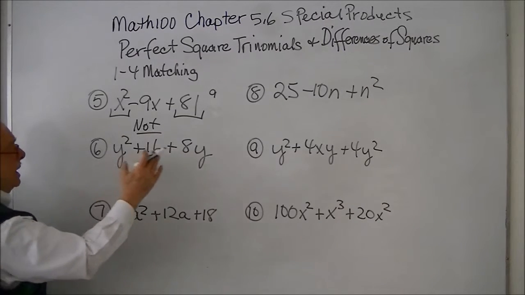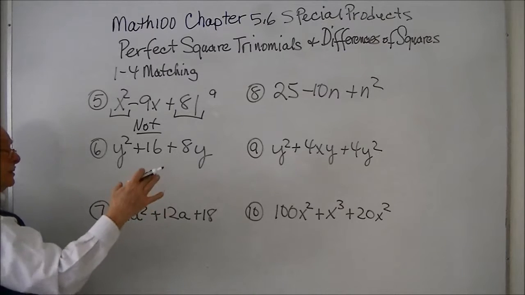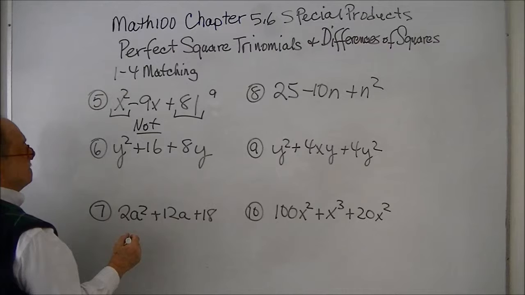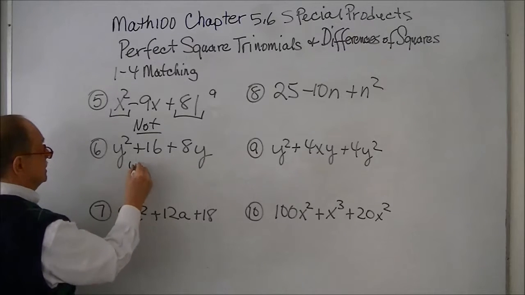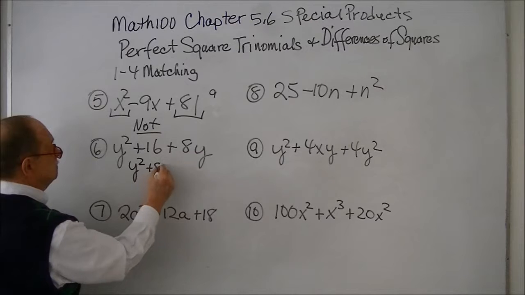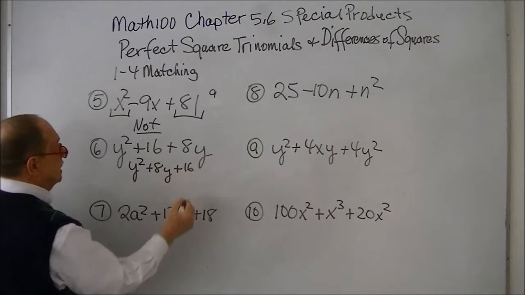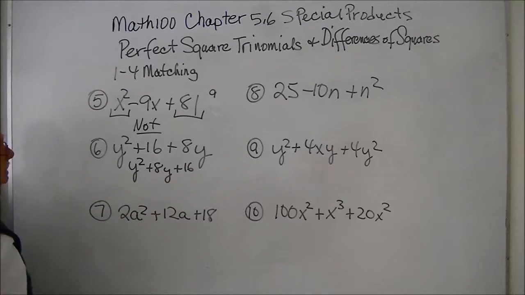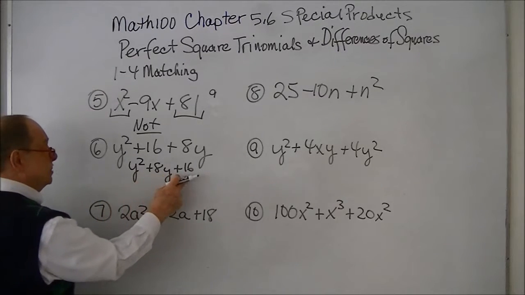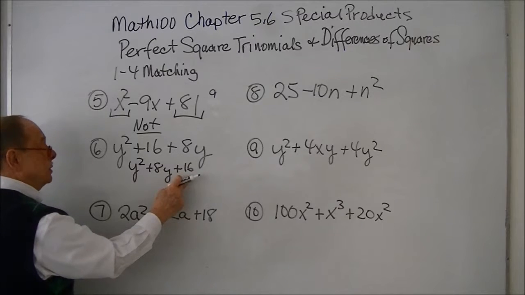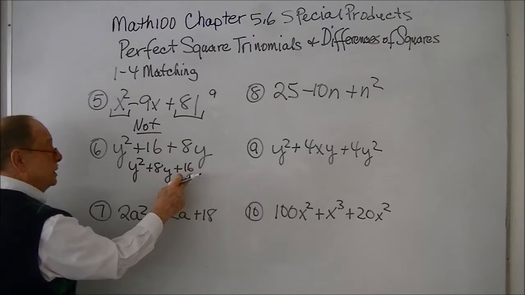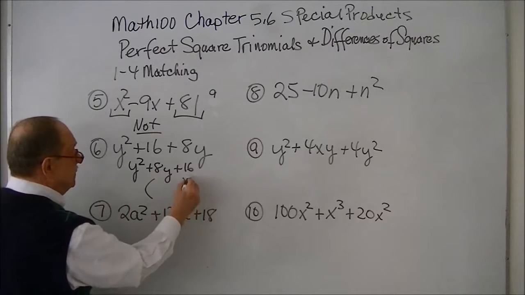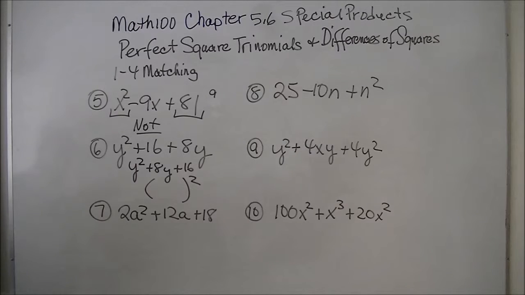Now, number 6, and we can't forget what we have learned in other sections, is this in standard form? No. First thing we have to do is put it in standard form. Now, is this a perfect square trinomial? Well, that's a perfect square. That's a perfect square. If we take the square root of this, we get 4. If we double 4, we get 8. Yes, this is a perfect square trinomial.